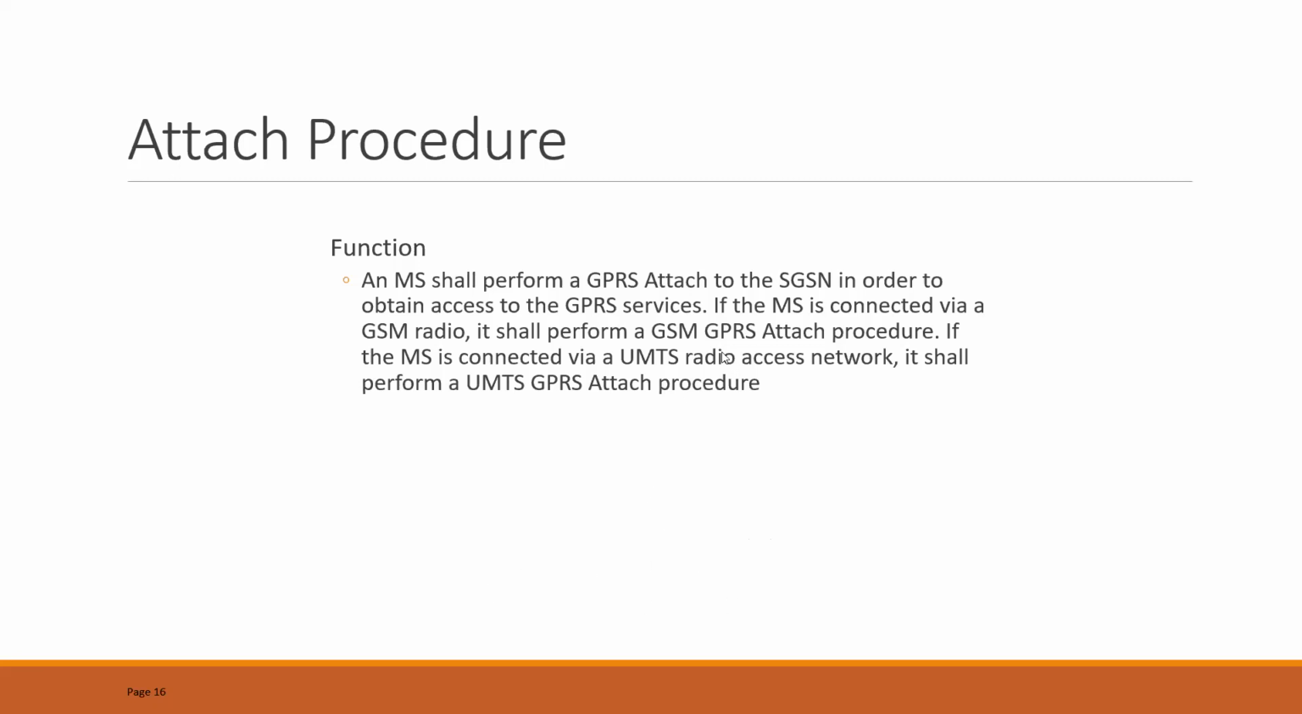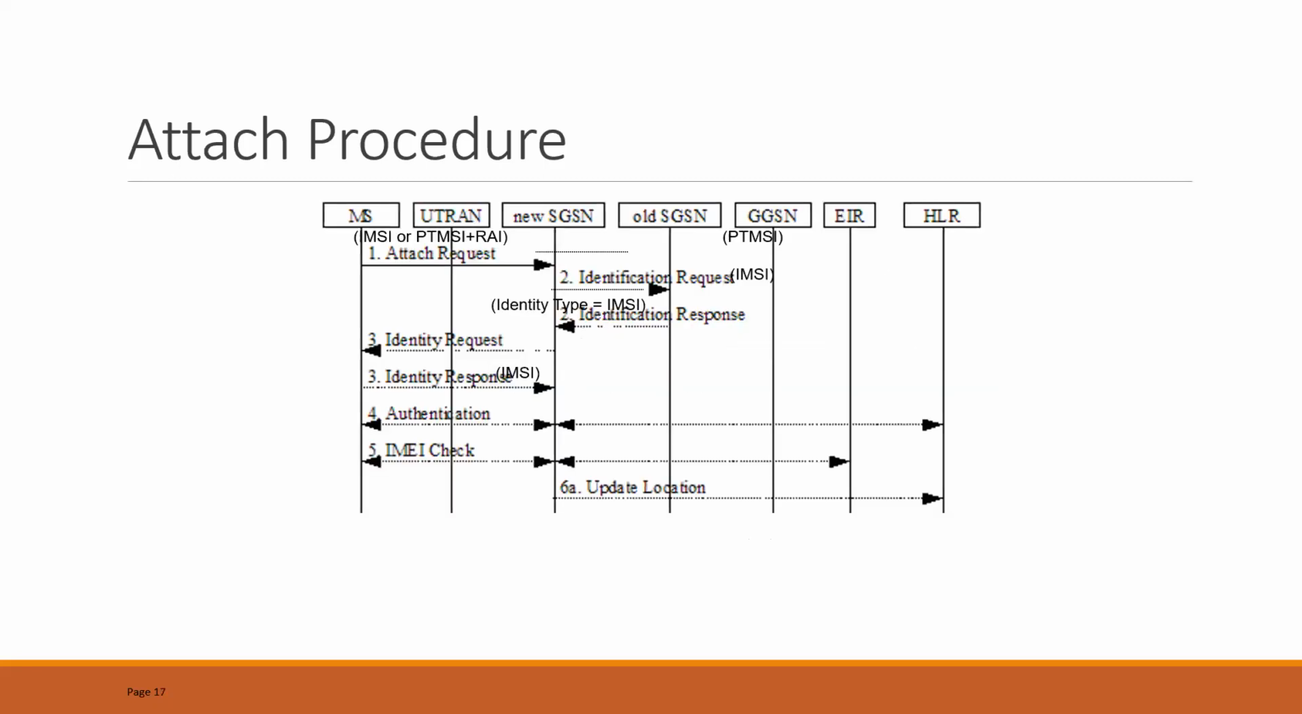In 2G, it's the GPRS attach procedure. In 3G, it's the UMTS attach procedure. The attach procedure in 2G and 3G is more or less the same. The 4G is a little bit more extensive attach procedure. Okay. So if you look at the attach procedure flow, the MSISDN sends an attach request.